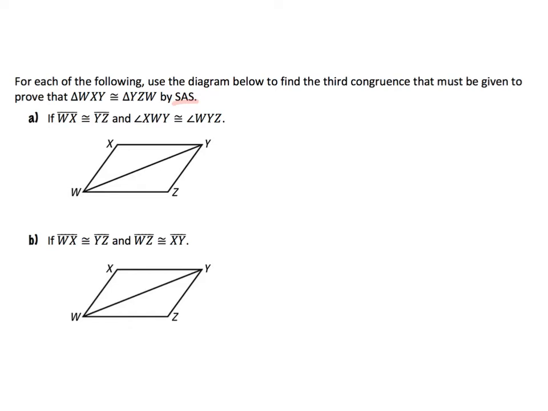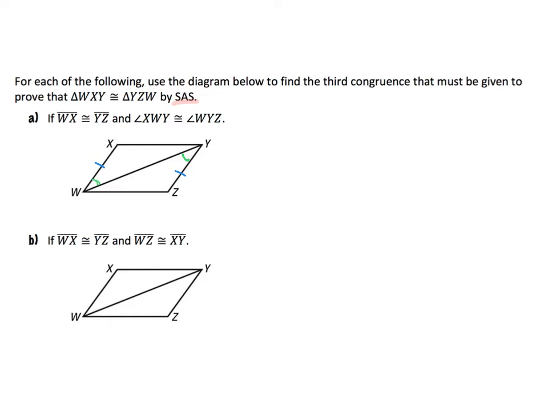In example A, we are told that segment WX is congruent to segment YZ, and we are told that angle XWY, which is this angle, is congruent to angle WYZ. So that is this angle. Now, in order to use SAS, that angle needs to be the included angle.